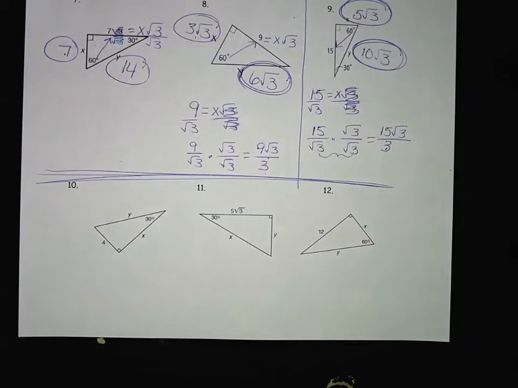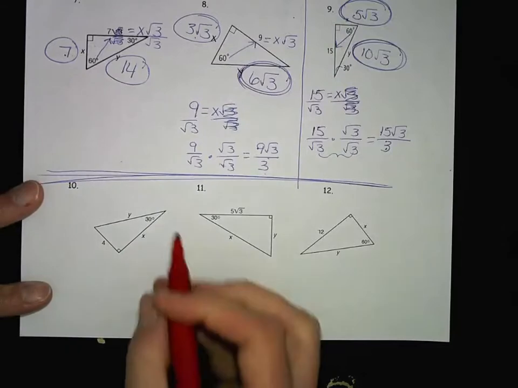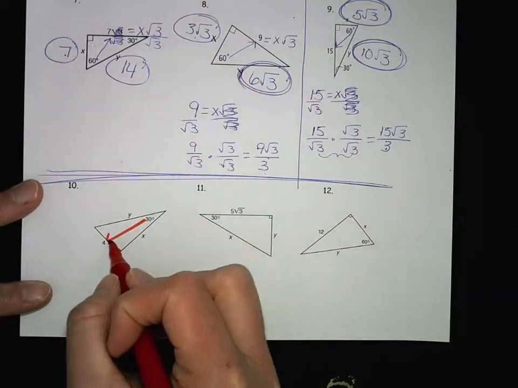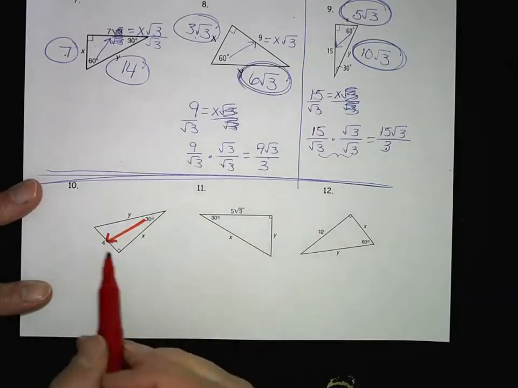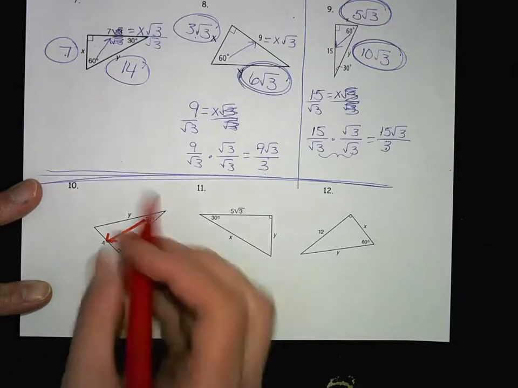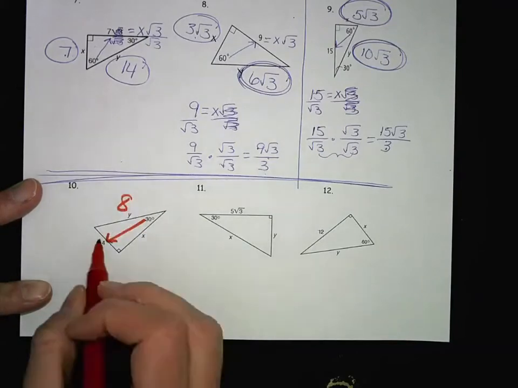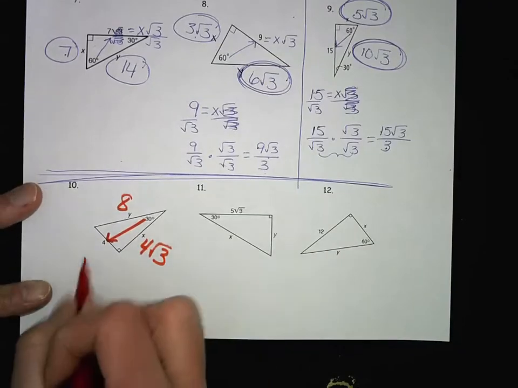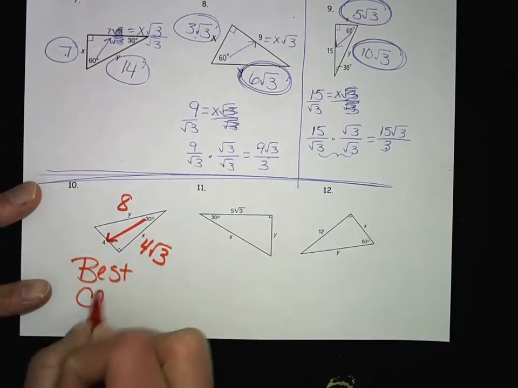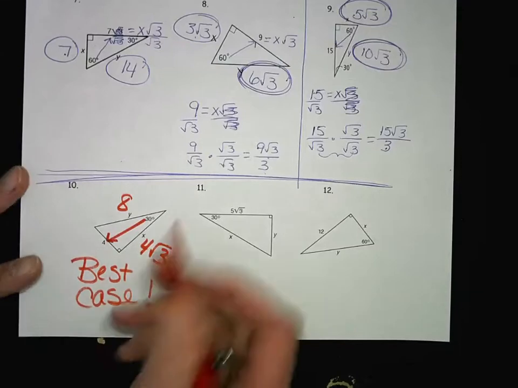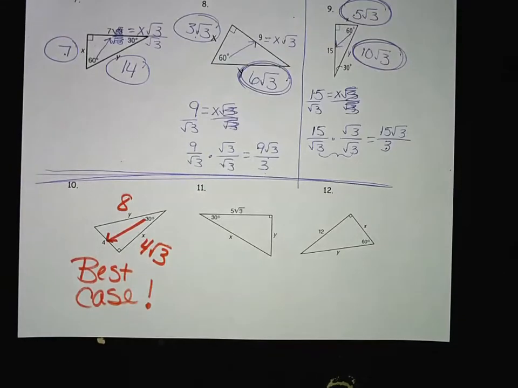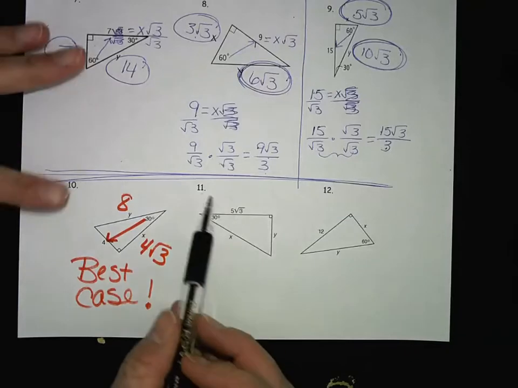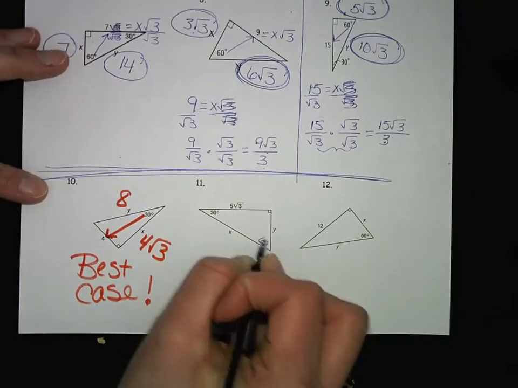All right, hopefully you've paused it. Number 10 is actually the best case scenario. On number 10, if you notice, they give you the side across from the 30. So by the rule, that is the x. So the hypotenuse is just double, and the one across from the 60 is 4 square roots of 3. So this is like the best case. This is what you want. You want to be given the one across from the 30. The worst case is when they give you the one across from the 60. Which even number 11, that's what they do to you, but it's not too bad.